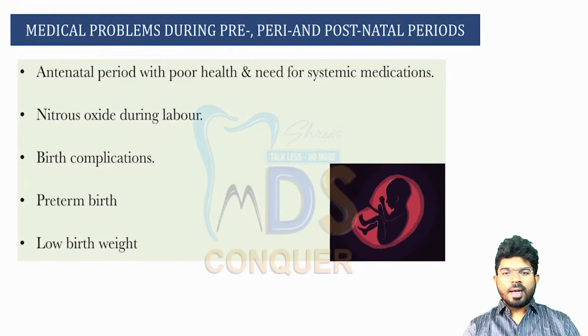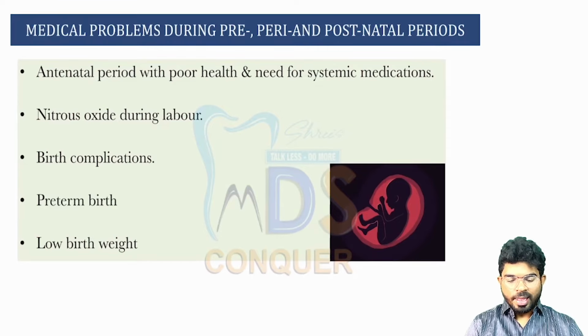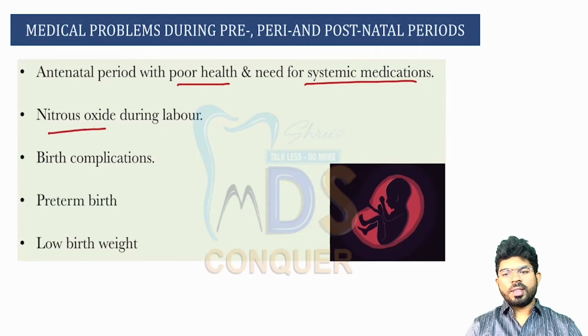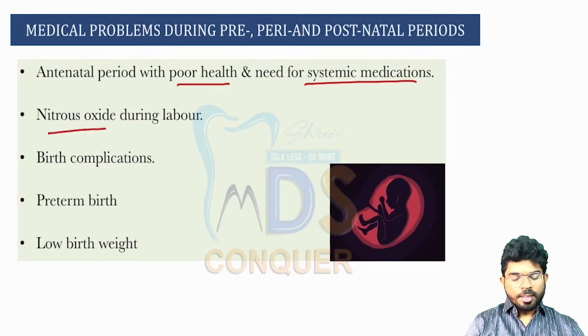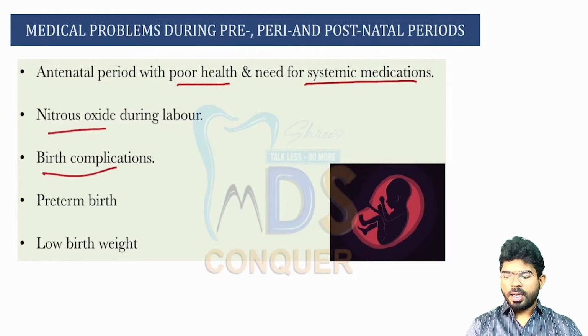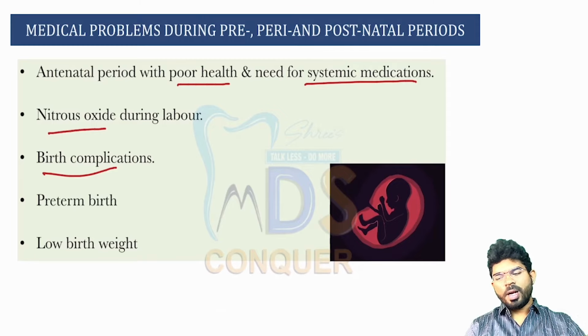Then comes, as I said, poor health or any systemic medications, or the mother having nitrous oxide during pregnancy or delivery, and birth complications. Birth complications can lead to MIH. That can be hypocalcemia or asphyxia related to the respiratory system, or a prolonged period of labor. The patient is having high fever, respiratory illness related to asthma, or ear infection, that is otitis media, or cystic fibrosis, renal diseases, or viral diseases like chickenpox and measles.